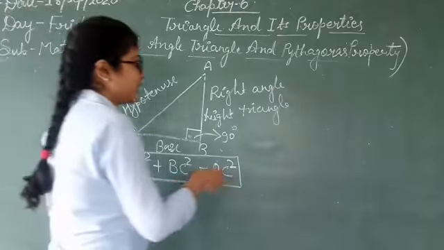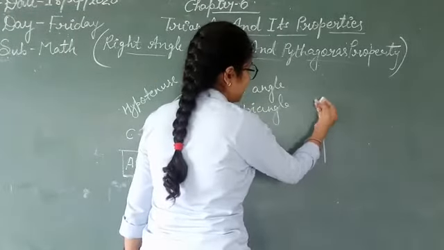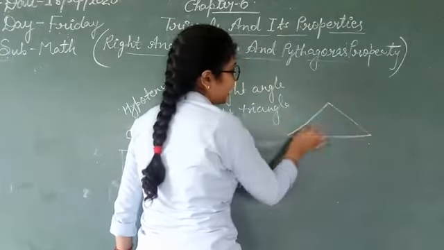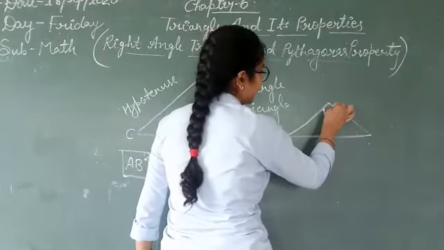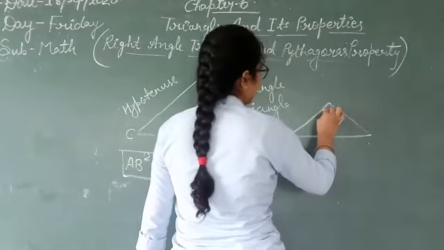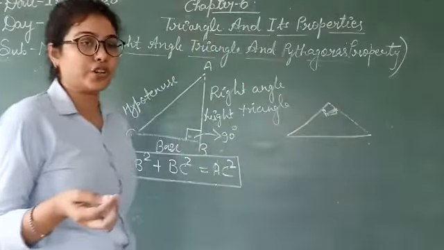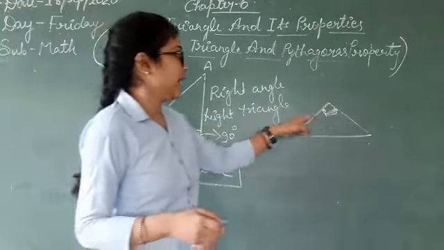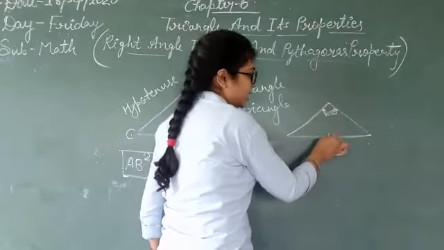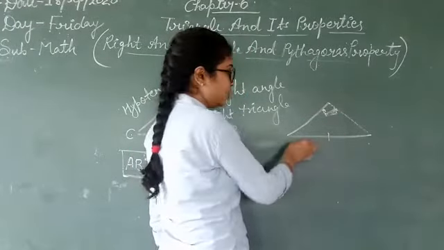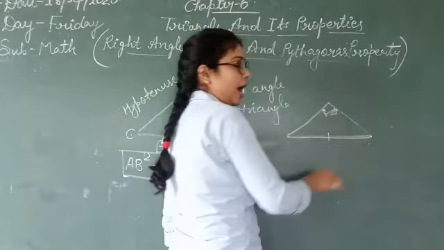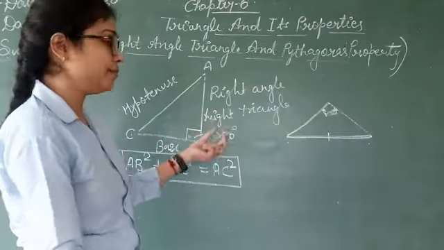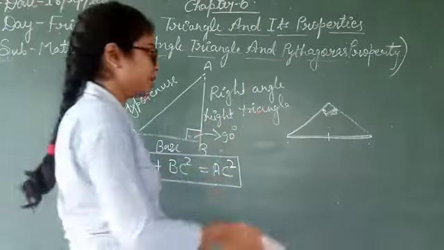Suppose this is the triangle, and I am saying this is the 90 degree angle. So what will be the hypotenuse for this triangle? I said that the hypotenuse is the longest side of the triangle, just opposite to the angle. This is the side just opposite to the 90 degree angle, so you can easily guess that this side is the hypotenuse of the given triangle, right? Now you can easily recognize what the hypotenuse is.